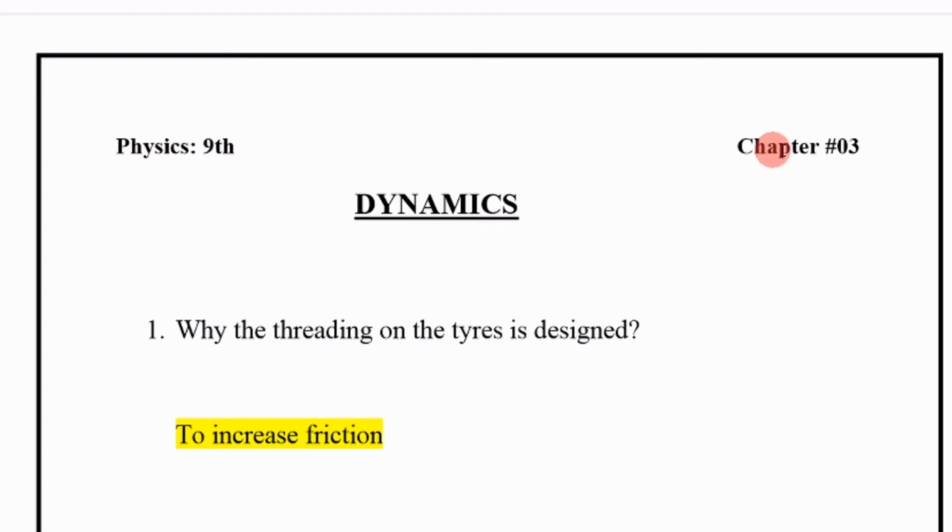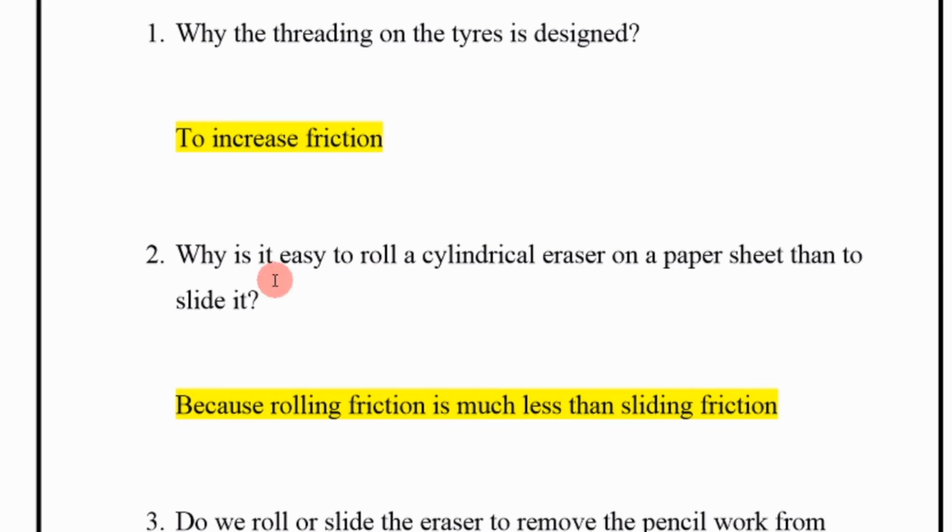Physics ninth, chapter number 3, dynamics. First, why is the threading on the tires designed? To increase friction. Next, why is it easier to roll a cylindrical eraser on a paper sheet than to slide it? Because rolling friction is much less than sliding friction.